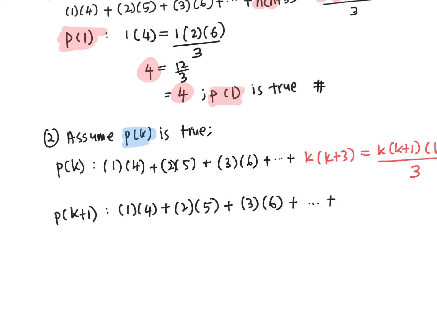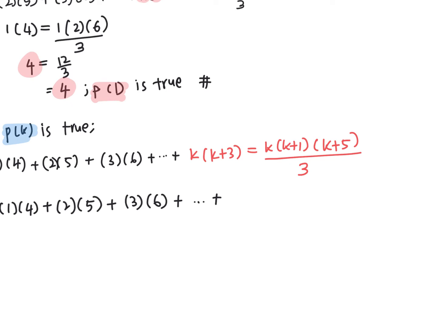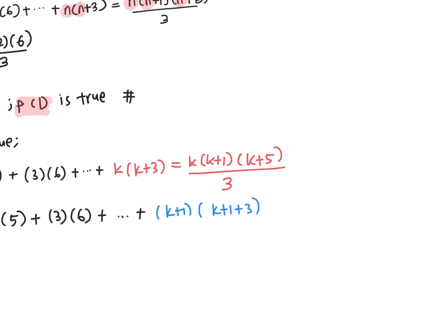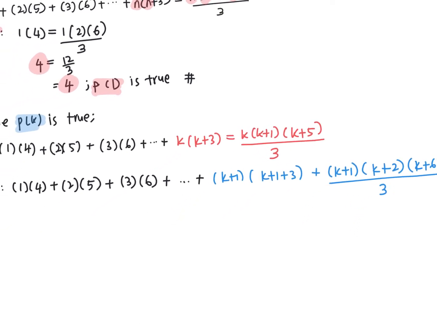In the k term you will replace with k plus 1. So k plus 1 plus 3, and here is k plus 1, so k plus 1 plus 1, so you will get k plus 2. And k plus 1 plus 5, so you will get k plus 6. This is over 3.